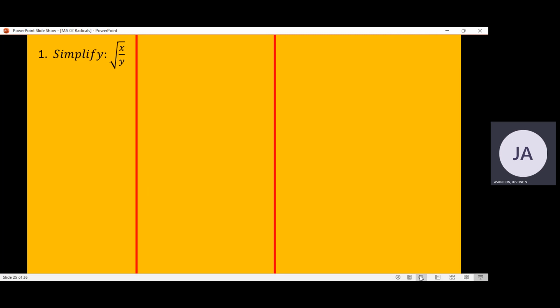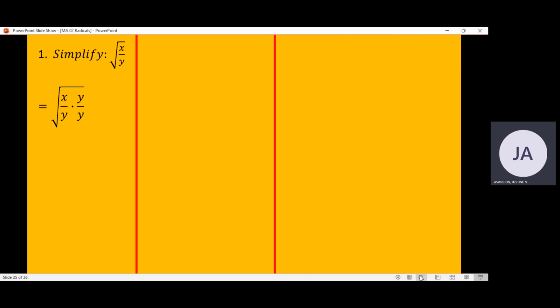Okay, so as you can see here, we can multiply both the numerator and the denominator by y. As you can see, y over y is simply 1. But we need to use this so that we can simplify and have a perfect root in our denominator.